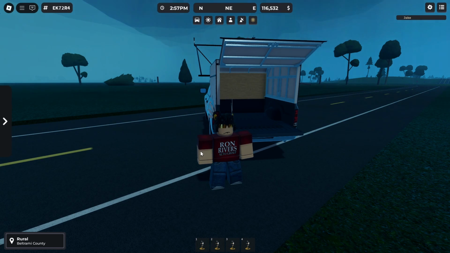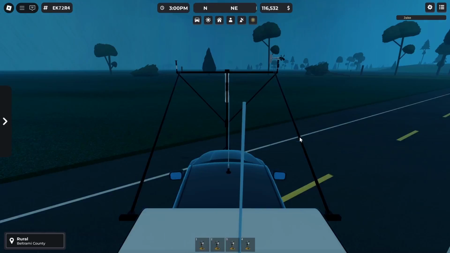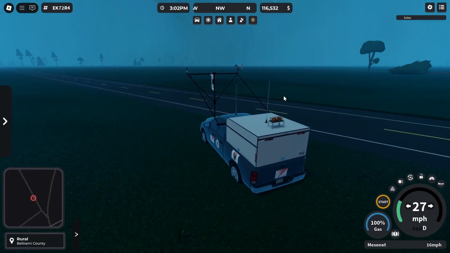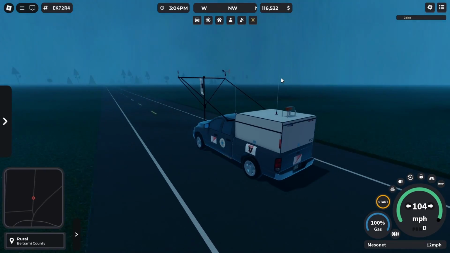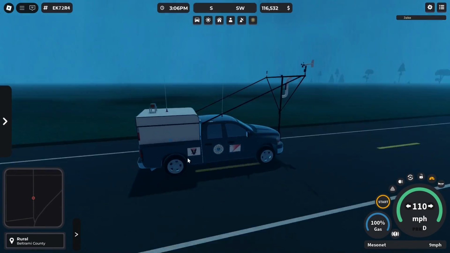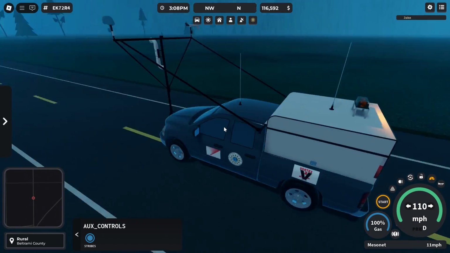There's another reason this vehicle is my favorite. It's high top speed, which we will go ahead and get into. I believe it can go around 110 miles per hour. We will go ahead and see. Yep, 110 miles per hour, which makes it ideal for getting out of those rough conditions. This one also has some built-in strobes.